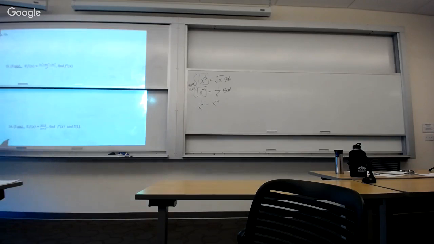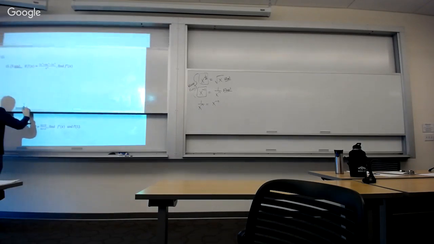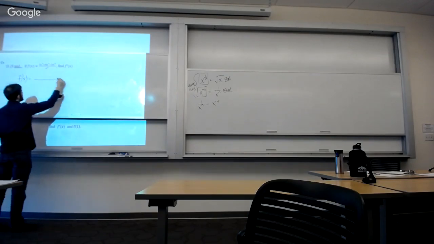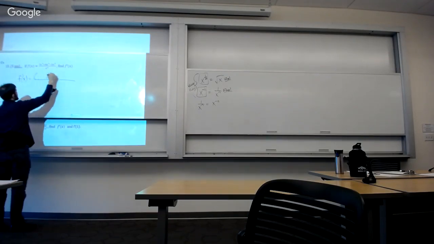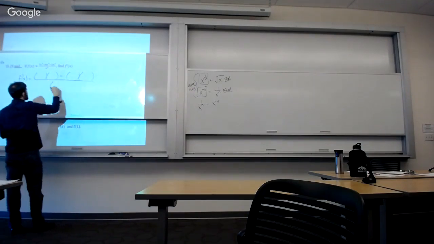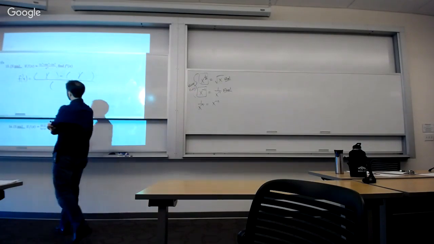So let's go ahead now and try it out. So I've got my quotient rule. Once again, we should set it up so that we're ready to plug everything in. So I've got my f prime of x. And what is the structure we're looking at now? It's parenthesis, parenthesis, minus parenthesis, parenthesis, all over parenthesis squared.